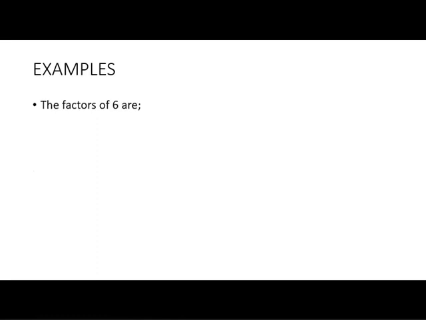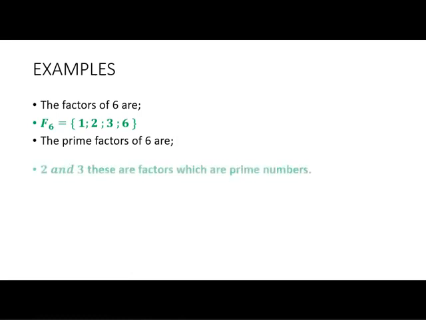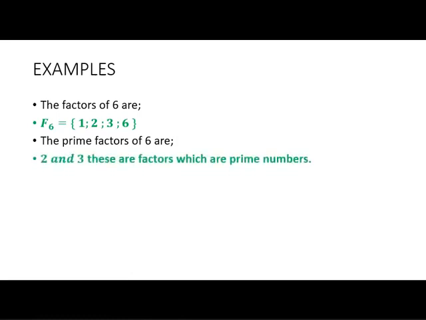Now tell me, what are the factors of 6? It's 1, 2, 3, and 6. Of the factors of 6, which factors are prime factors of 6? So they must be factors of 6, but they must also be prime numbers. Which numbers will those be? It'll be 2 and 3. They are factors of 6 and they're also prime numbers. That's why we call them prime factors.